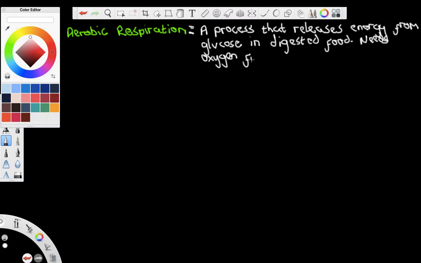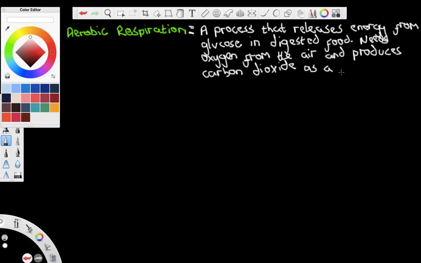from the air and produces carbon dioxide as a waste gas. Now, the word aerobic, I'm going to put this in red because it's important.